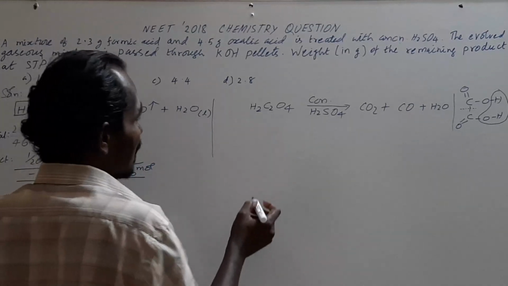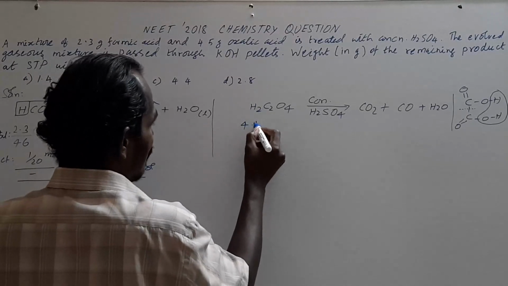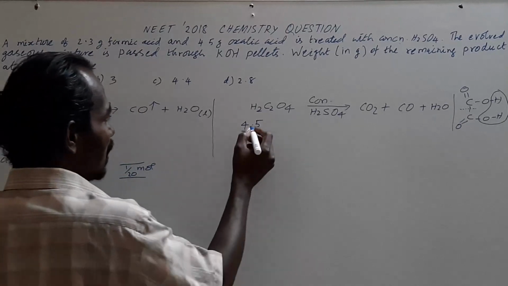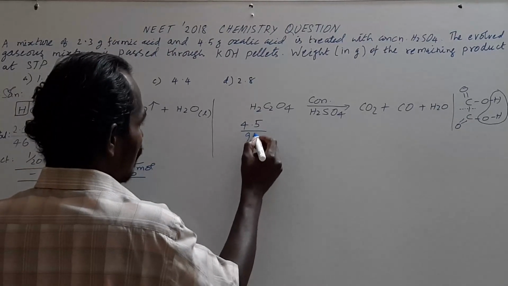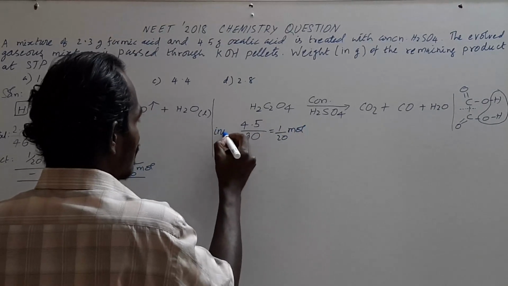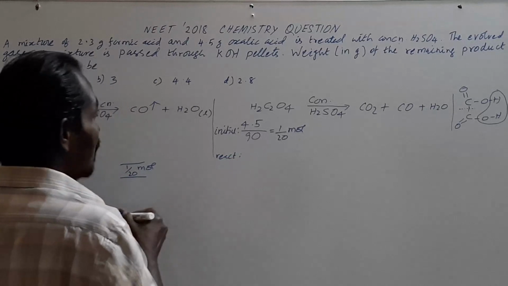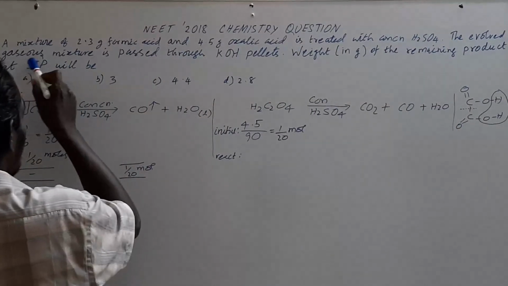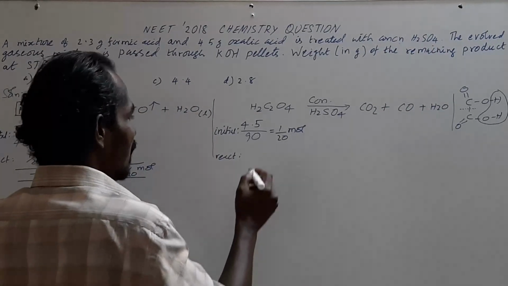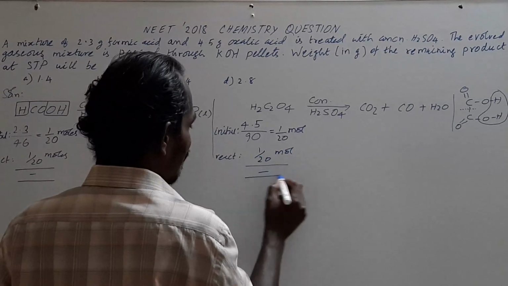Now we will see oxalic acid. What weight is given? 4.5 gram. Oxalic acid given is 4.5 gram. Let us convert these grams into moles by dividing by its molecular mass. Molecular mass is 90, which gives 1 by 20 moles of oxalic acid. So the initial number of moles is given. How much oxalic acid is reacting? In the question, is anything given about how much reacts? Nothing. Therefore we have to consider it reacts completely. Oxalic acid is reacting, remaining is 0.